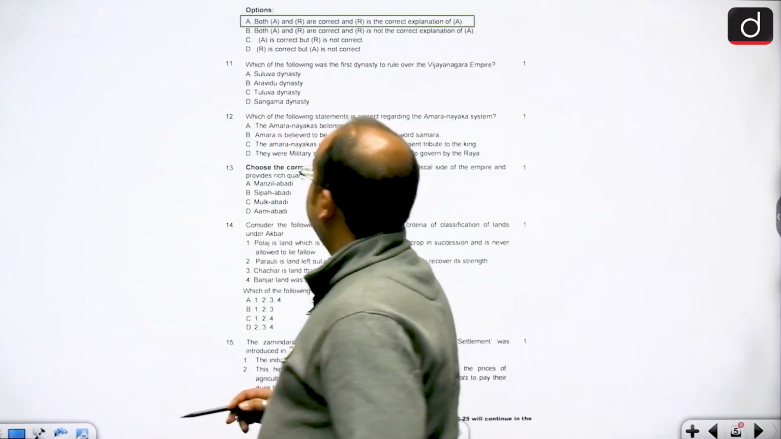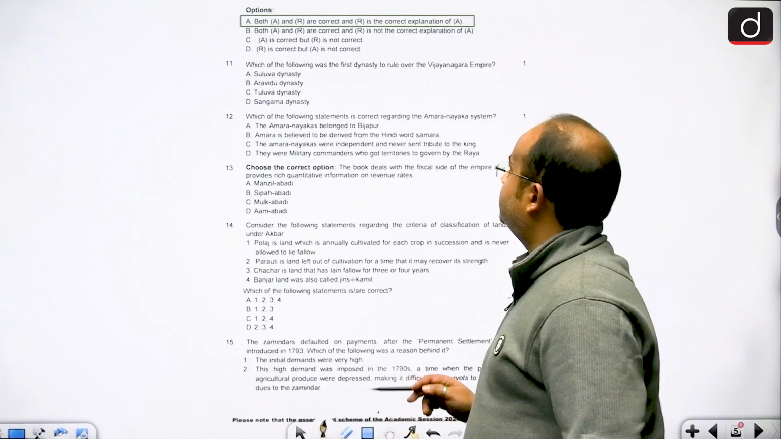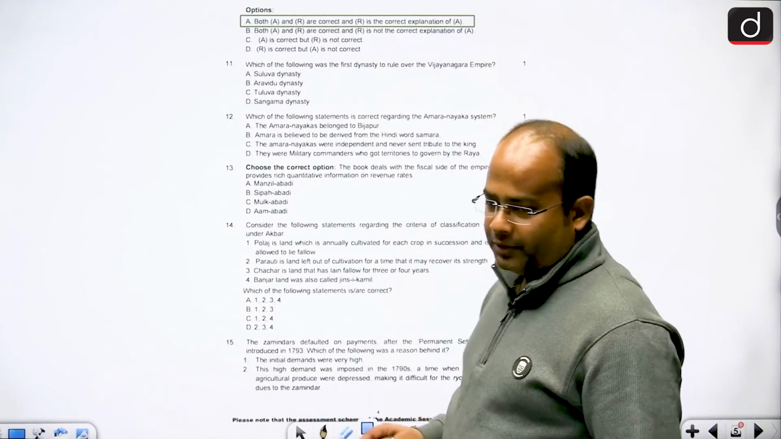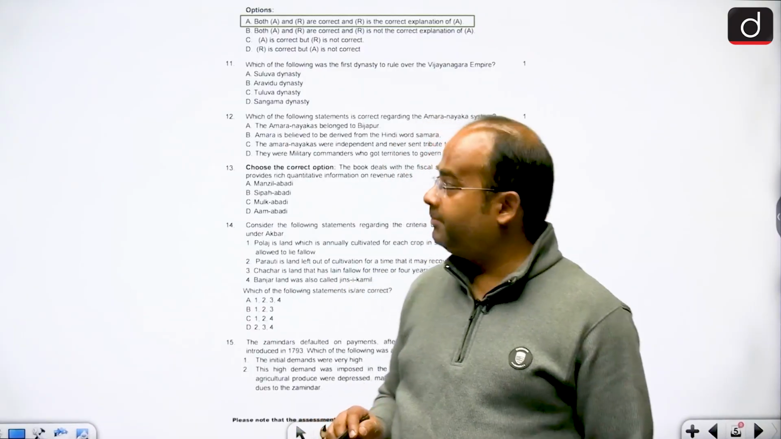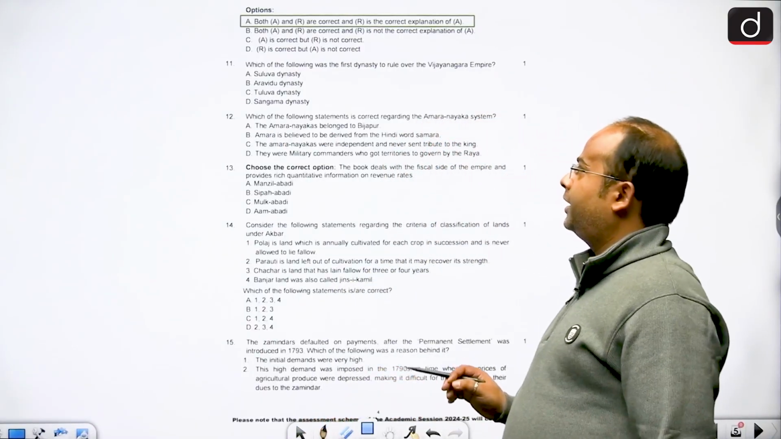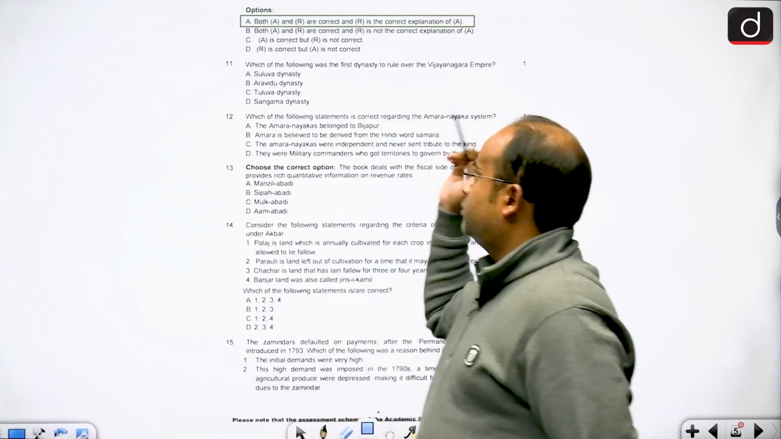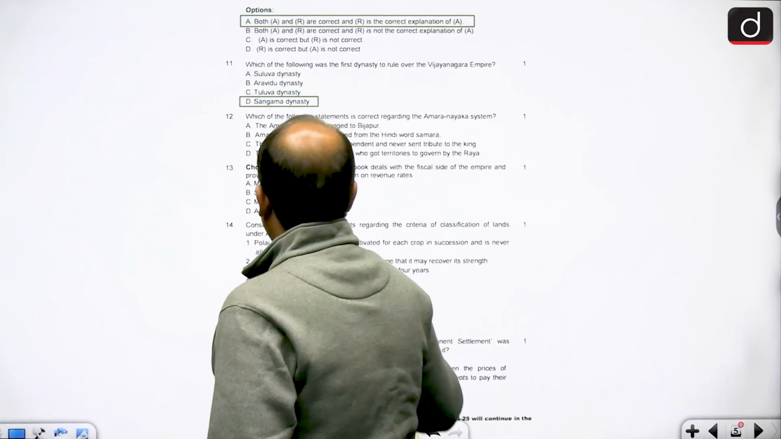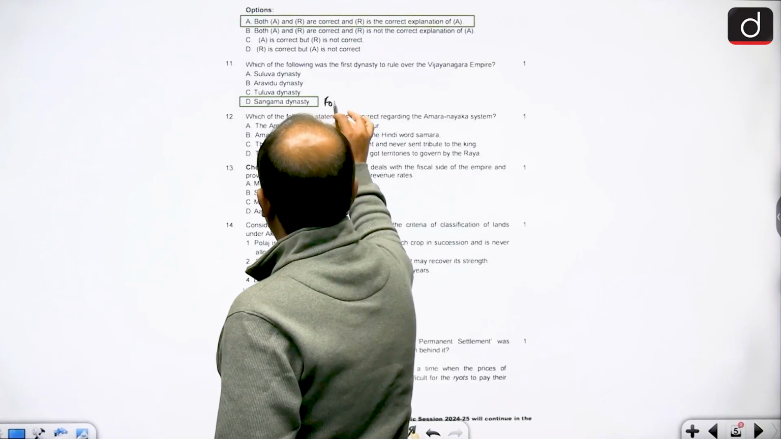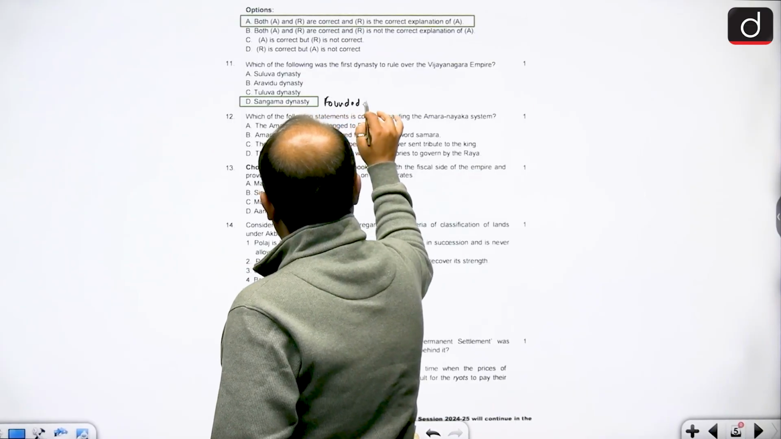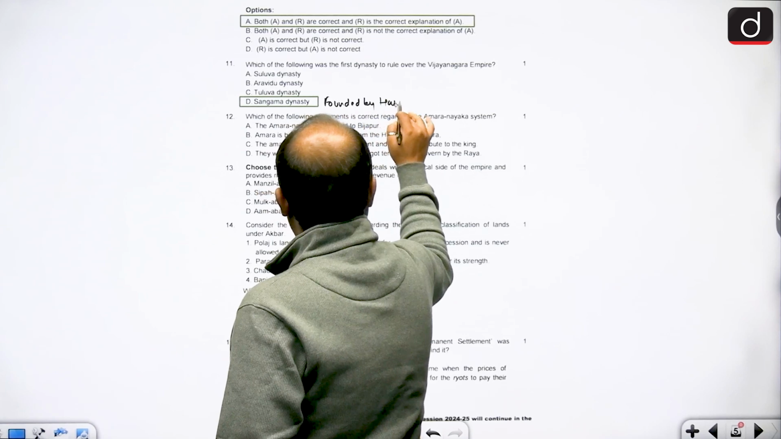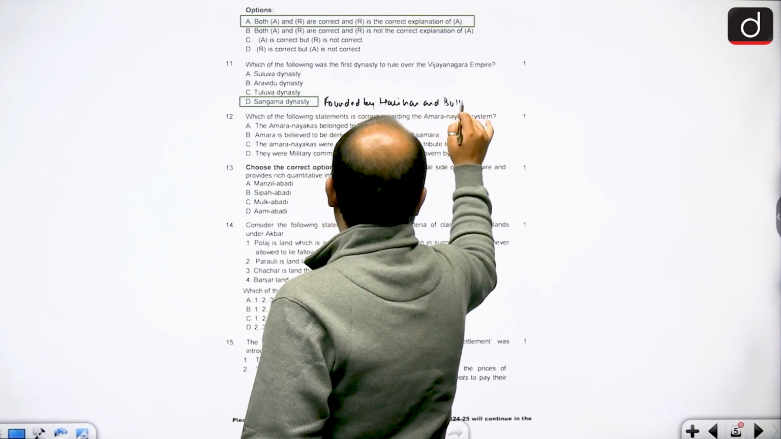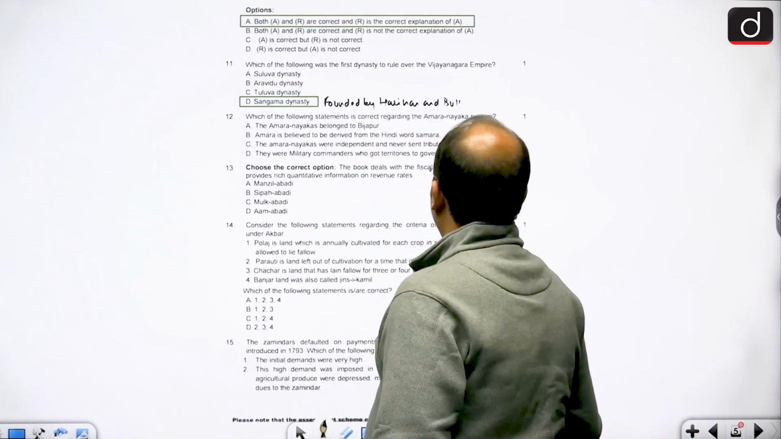So the next question we have: which of the following dynasties was the first to rule the Vijayanagar Empire? The options are Saluv, Aravidu, Tuluv, Sangam. So the correct answer will be option D, the Sangam dynasty, and it was founded by Harihar and Bukka.